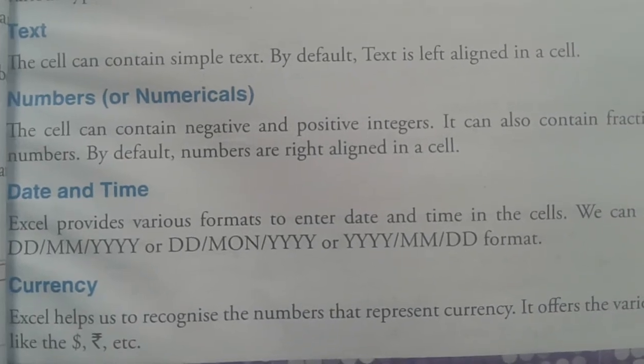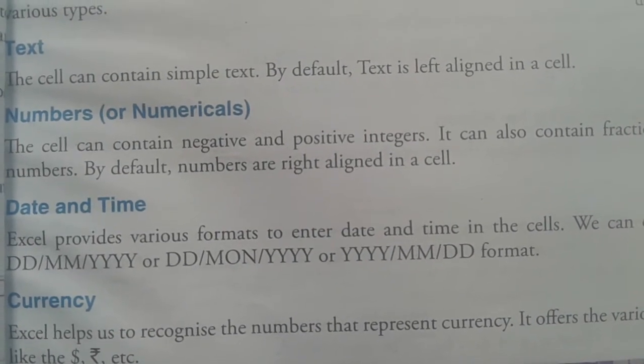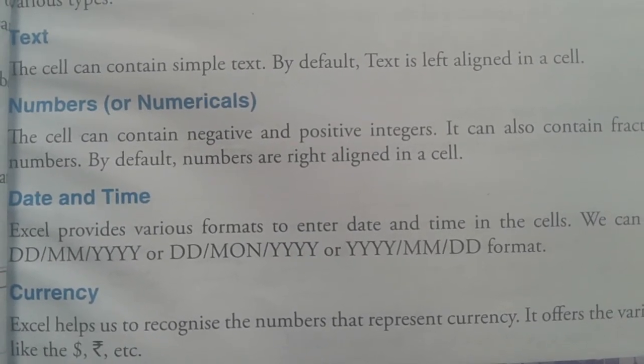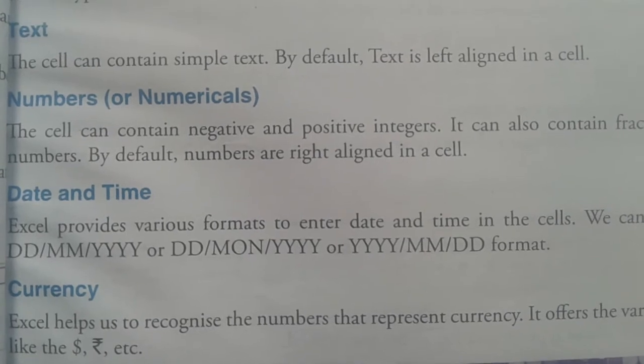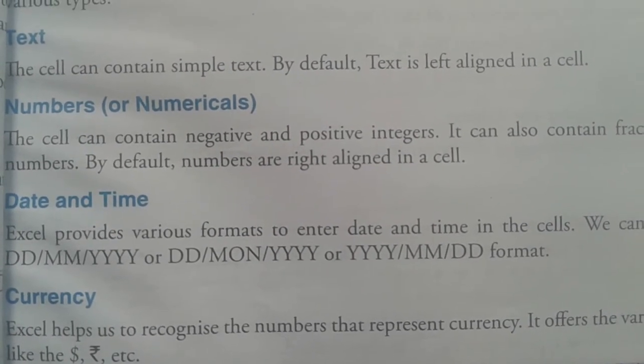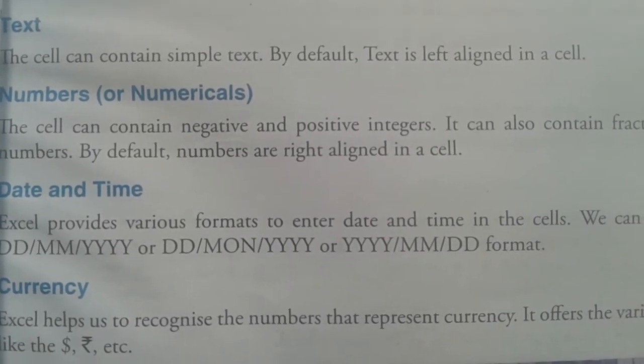Date and time, maybe they are formatted as date and time. Excel provides various formats to enter date and time in the cell. We can enter date in the DDMMYY format. DDMMYY means day, month, year. Otherwise, there are so many formats over there.